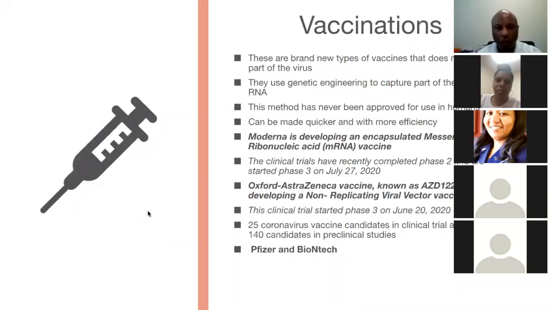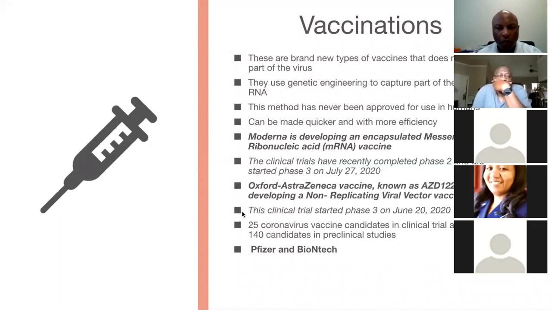Currently, a brand new type of vaccine is being tested. This type of vaccine does not contain any part of the virus. Genetic engineering is used to capture part of the DNA or RNA. These vaccines use the DNA or RNA of the coronaviruses, which will activate an immune response. The difference between a live vaccine and this new vaccine is that it does not require the virus to grow like the live vaccine.